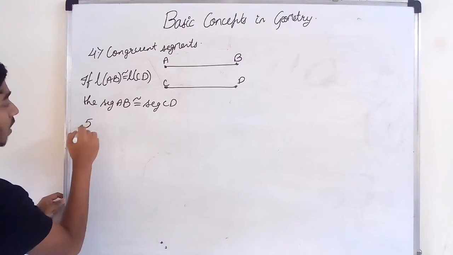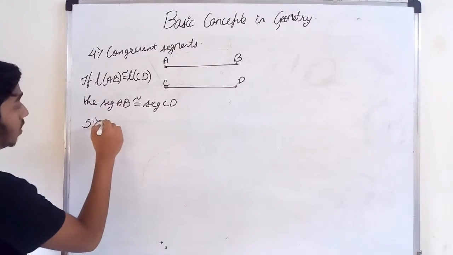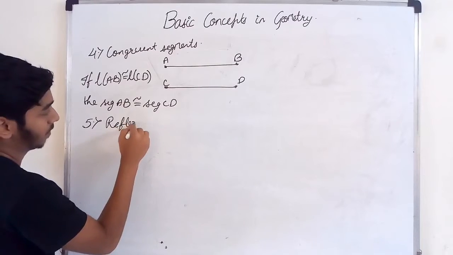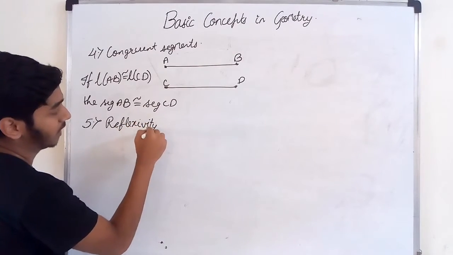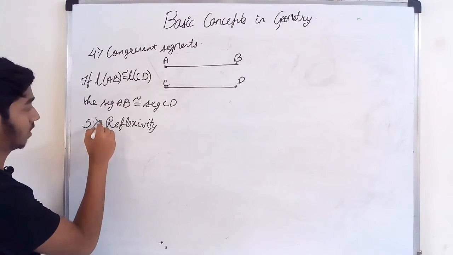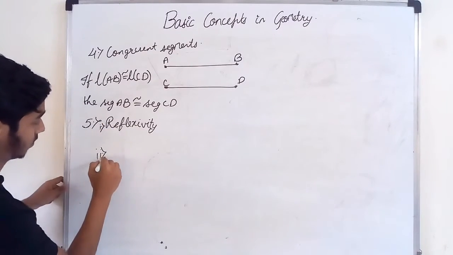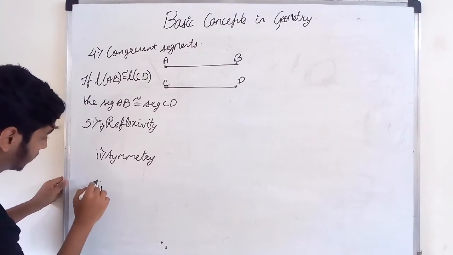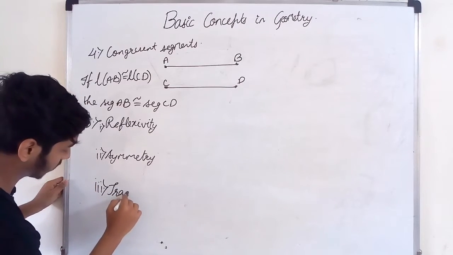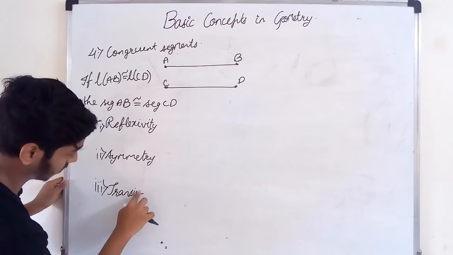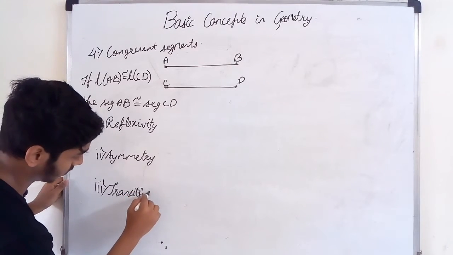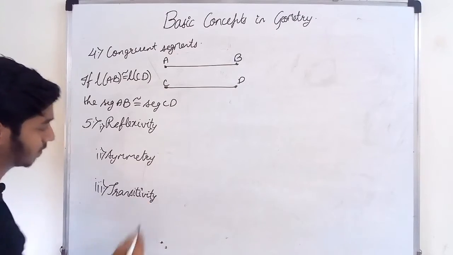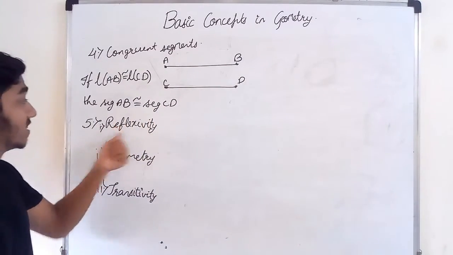Easy. The fifth one we are going to discuss now is reflexivity, then symmetry, the second, and the third one is transitivity. So we are going to discuss what reflexivity is now.